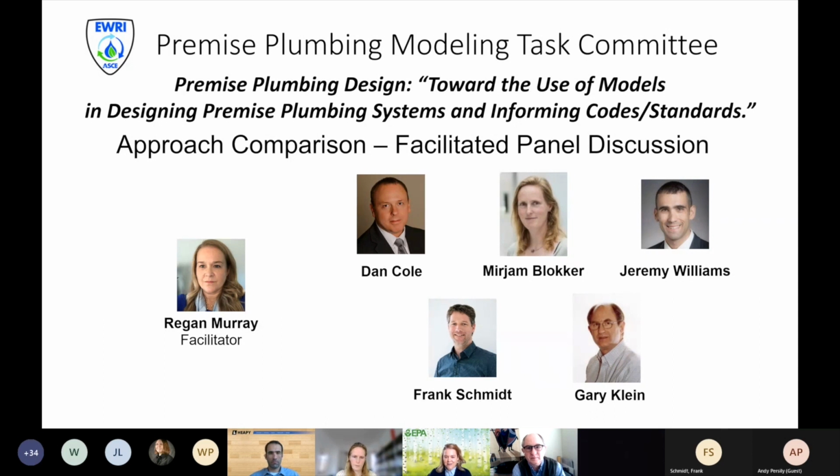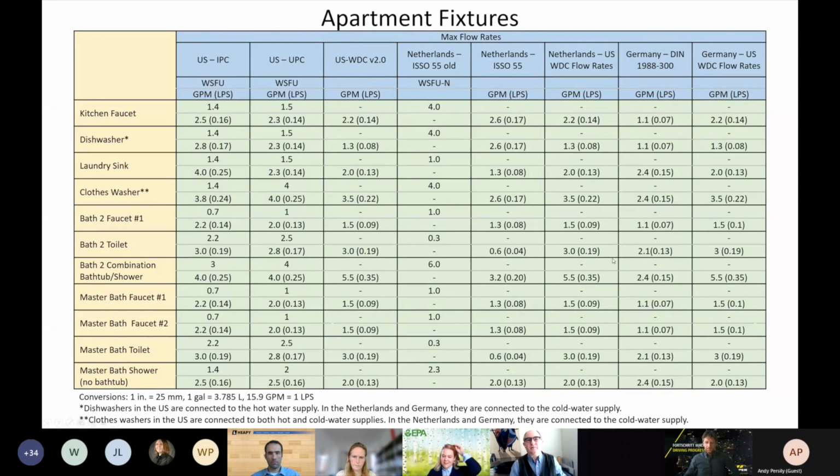Bill, could you please put up the first slide? Great. So this slide is showing some of the input assumptions for each of the different approaches. Let me just walk through the top of the screen. The top of the table shows all the different design approaches that we've talked through today. So we have for the US, the IPC, the UPC, and the water demand calculator approaches.